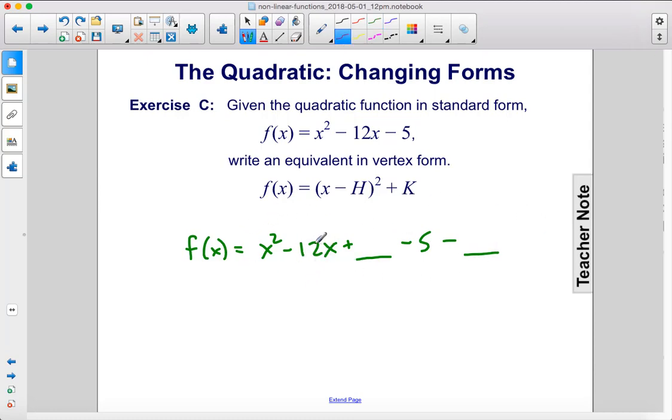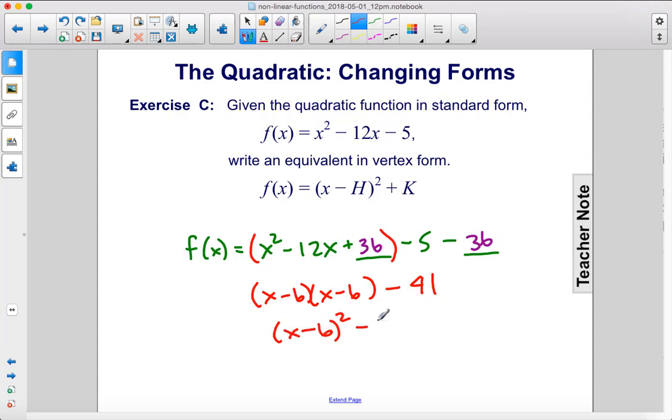So we take this 12, we divide it by 2, 6, and then square it. So 36. We're going to add 36 and subtract 36, and then we are going to regroup these together. Now we factor this portion. 6 and 6 will work, both negative, because this is negative. And then negative 5 minus 36 is going to give us negative 41. And so we have x minus 6 squared minus 41, giving us an h value of 6 and a k value of negative 41.